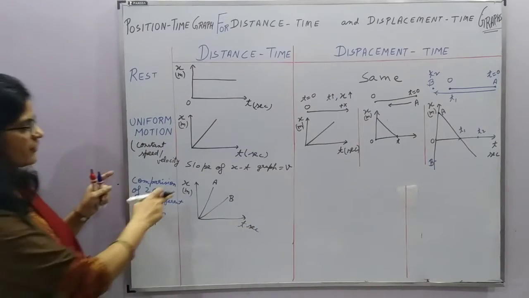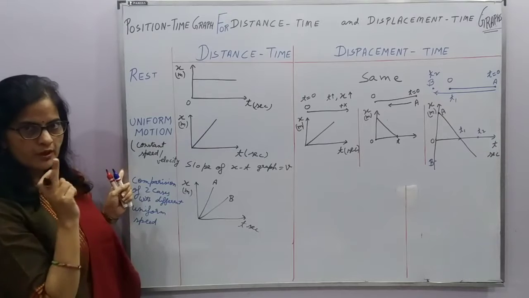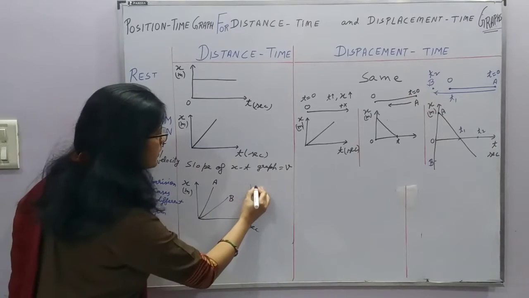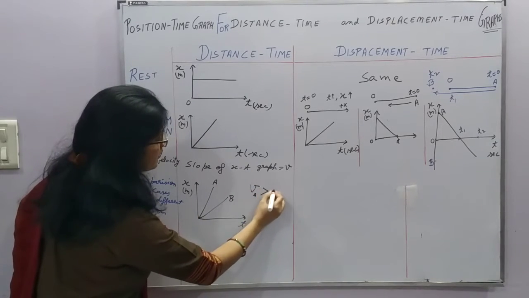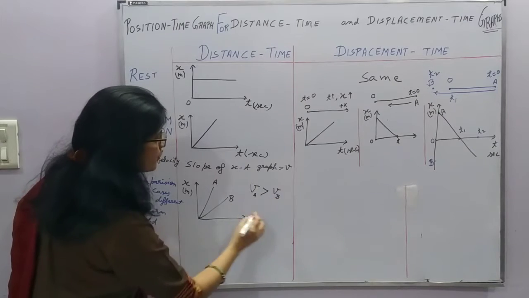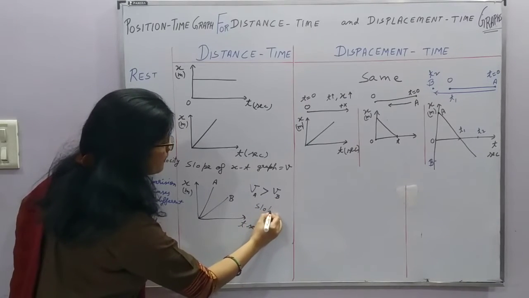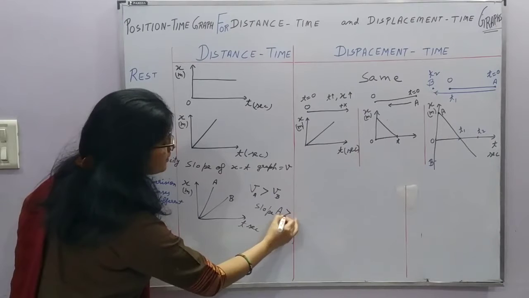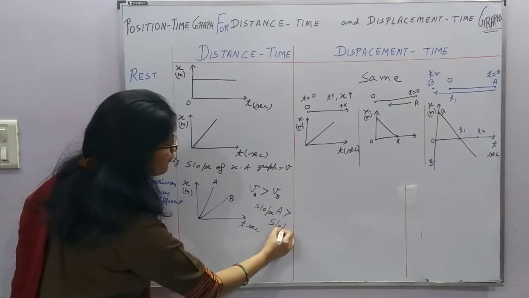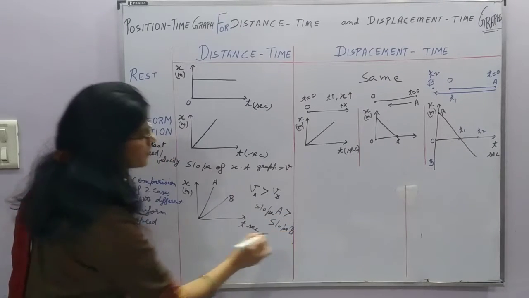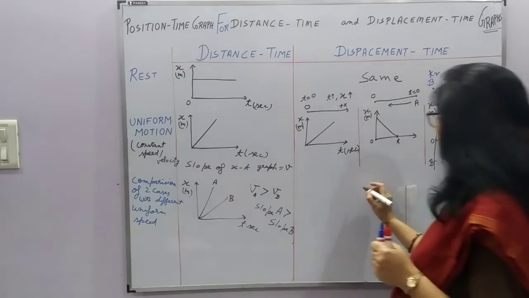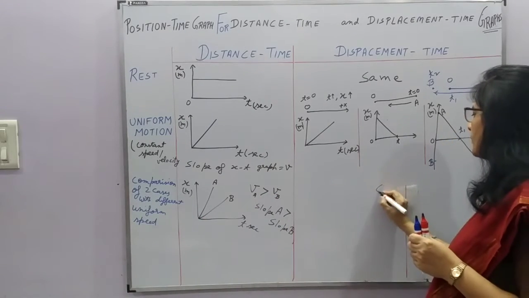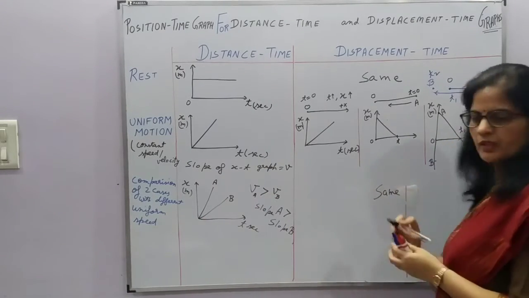That means we have to compare the slope to compare the velocities. So here the velocity of A is greater than velocity of B. Why so? Because the slope of A is greater than slope of B. Similarly, in this case also the comparison will be same.